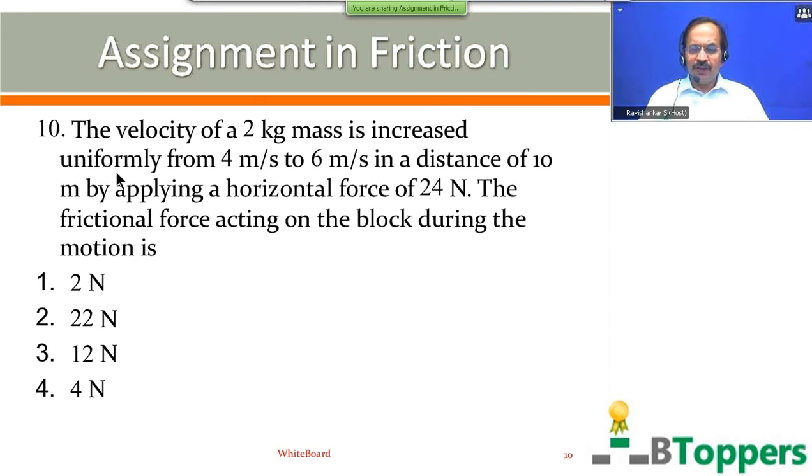Here, the velocity of the mass is increased uniformly. It is understood that uniformly with the time. The velocity increases uniformly with the time. That means you assume acceleration to be uniform. Come on, try the question.